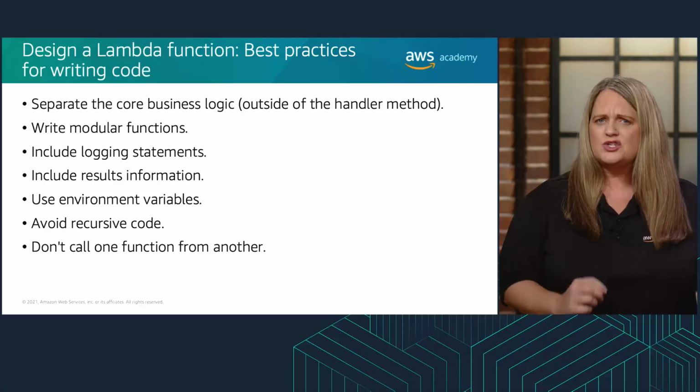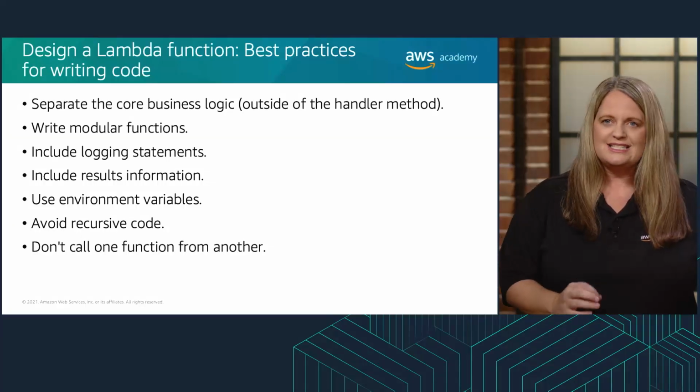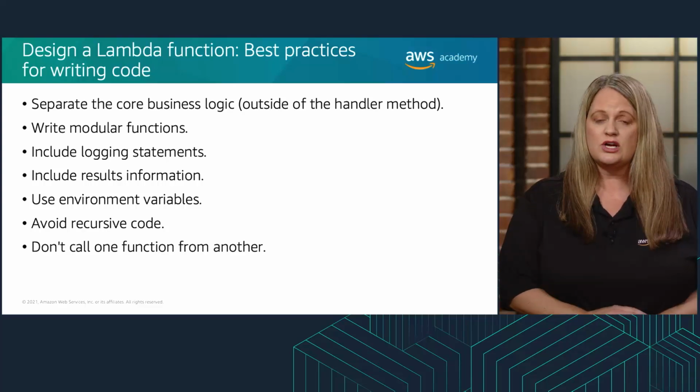For example, if you are writing to an S3 bucket, configure the bucket name as an environment variable instead of hard-coding the bucket name. You can also use environment variables to store sensitive information that the function requires. Another best practice is to avoid using recursive code. Avoid a situation where a function calls itself. In this circumstance, it might continue to spawn new invocations that would cause you to lose control of your concurrency.